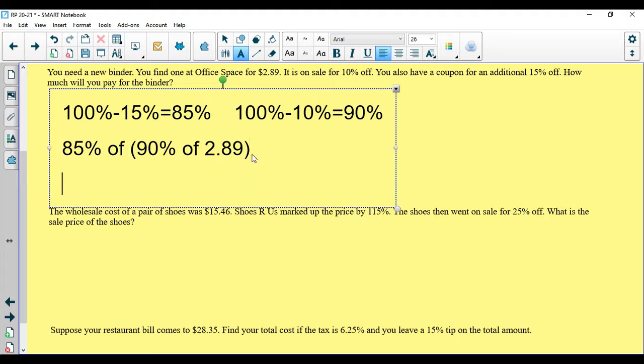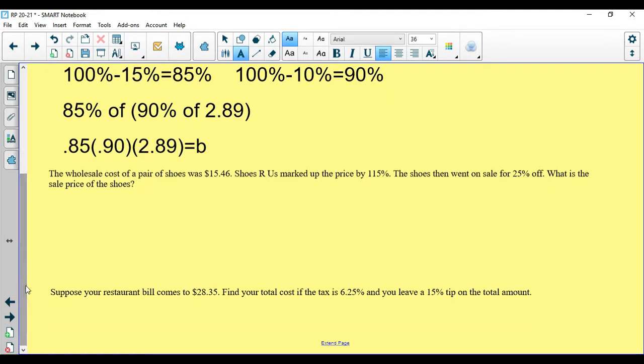So again, I write this in an equation by converting the percents to decimals. Of means to multiply, so I'm going to multiply 85% times 90% times $2.89. And that will give me the cost of the binder. Example 3. The wholesale cost of a pair of shoes was $15.46. Shoes R Us marked up the price by 115%. The shoes then went on sale for 25% off. What's the sale price of the shoes?